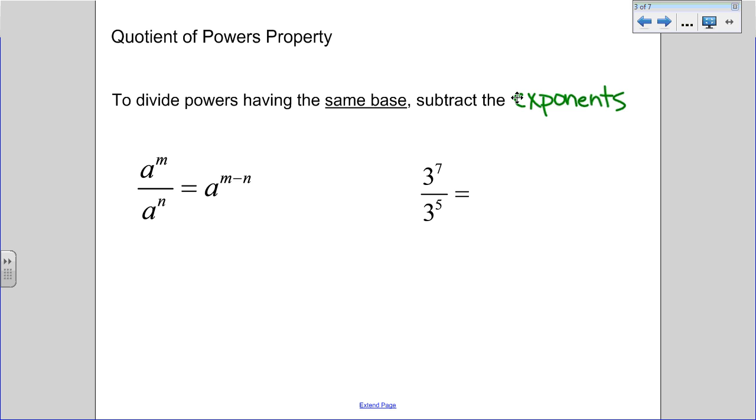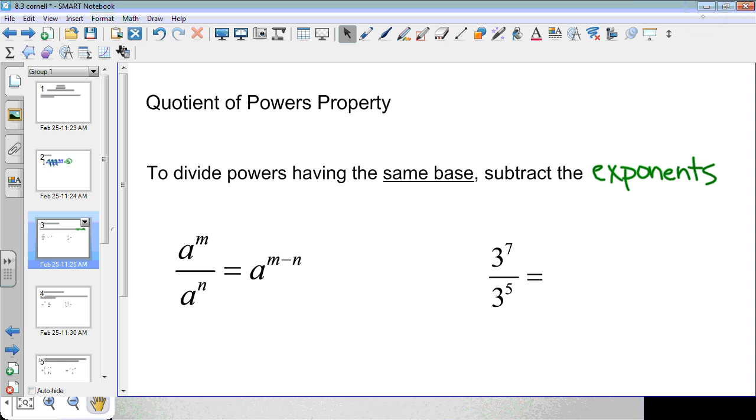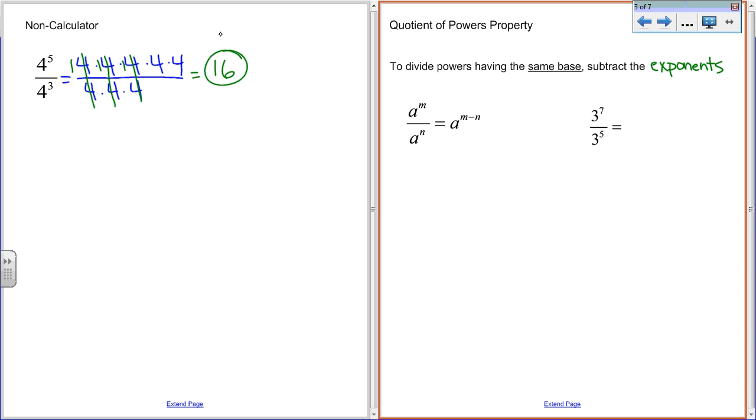So let's take a look at how that applies to what we have here. What is 5 minus 3? 2. And how many 4s did I have left? 2. 4. And so the reason that we use that subtraction rule, ladies and gentlemen, is because we're not combining our bases together anymore. We are actually going to be canceling them out.